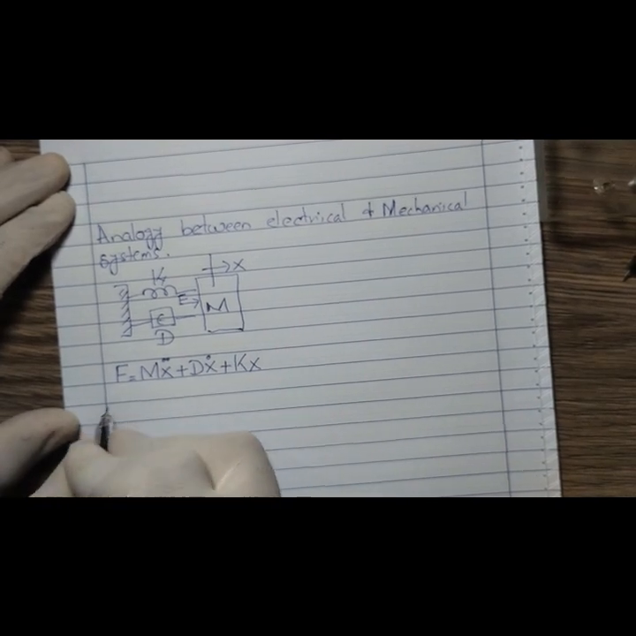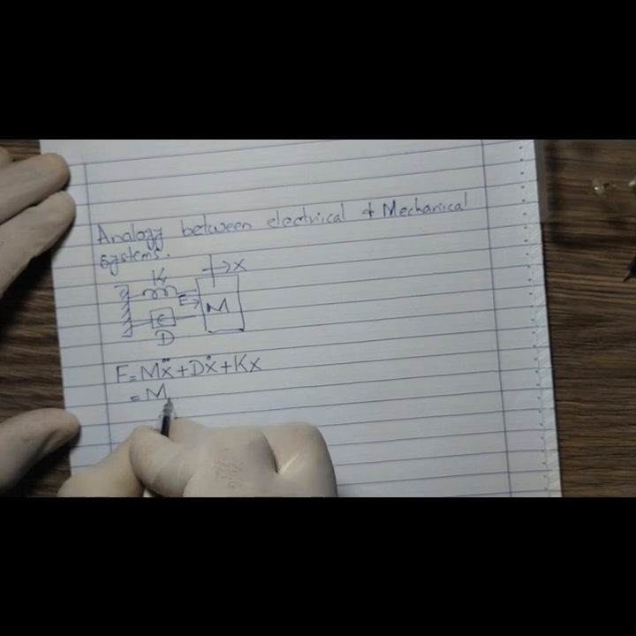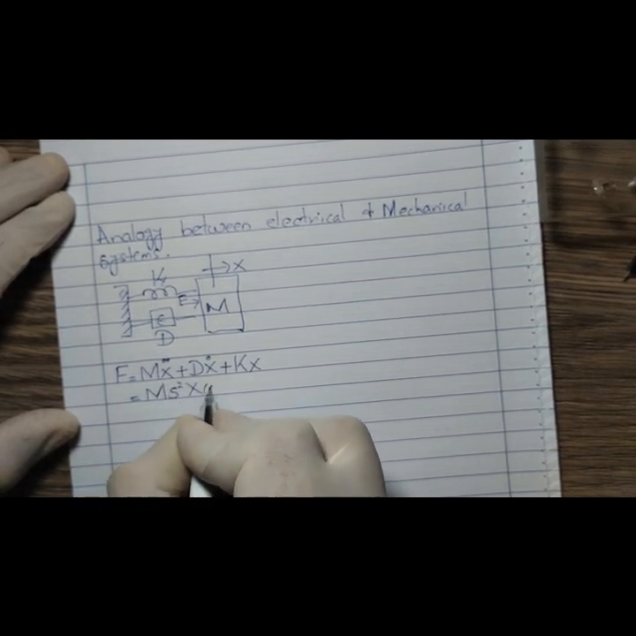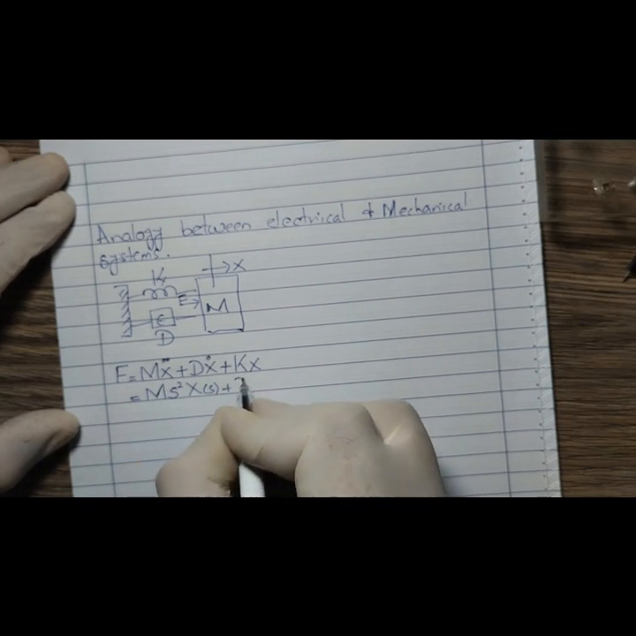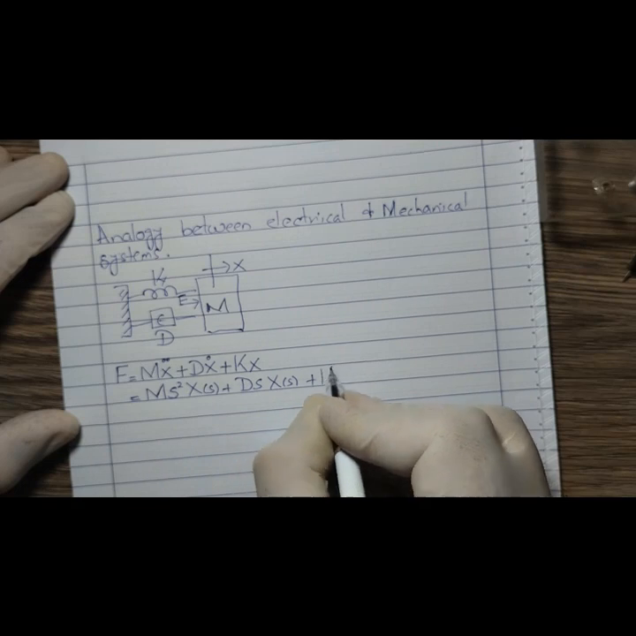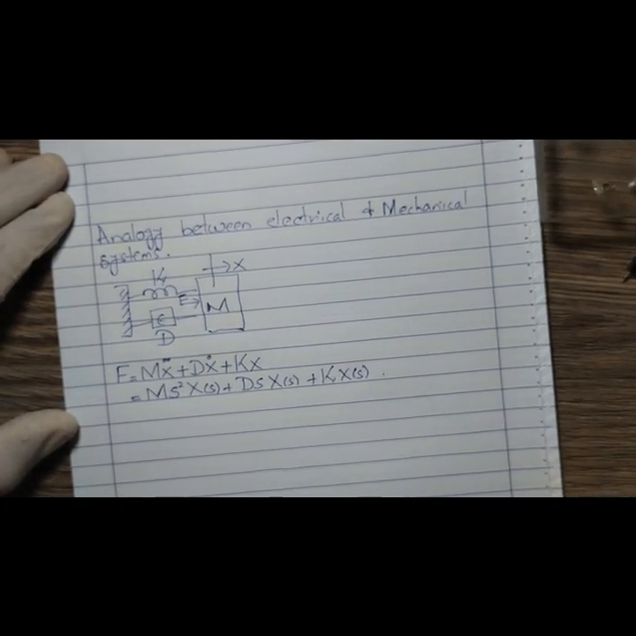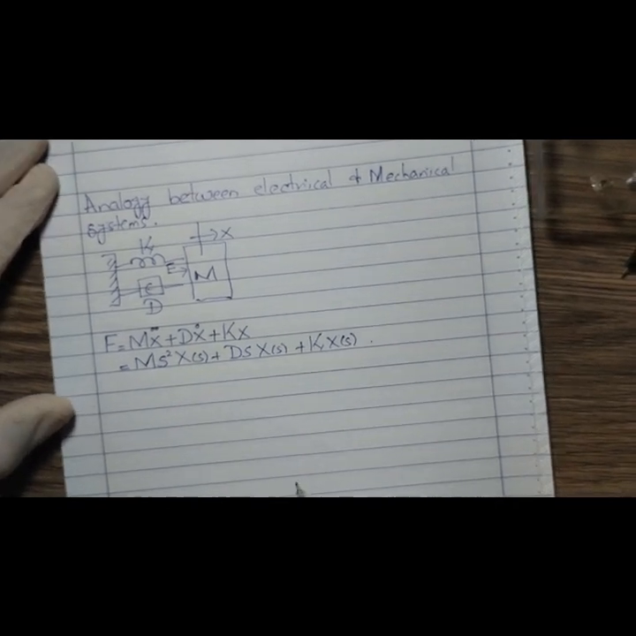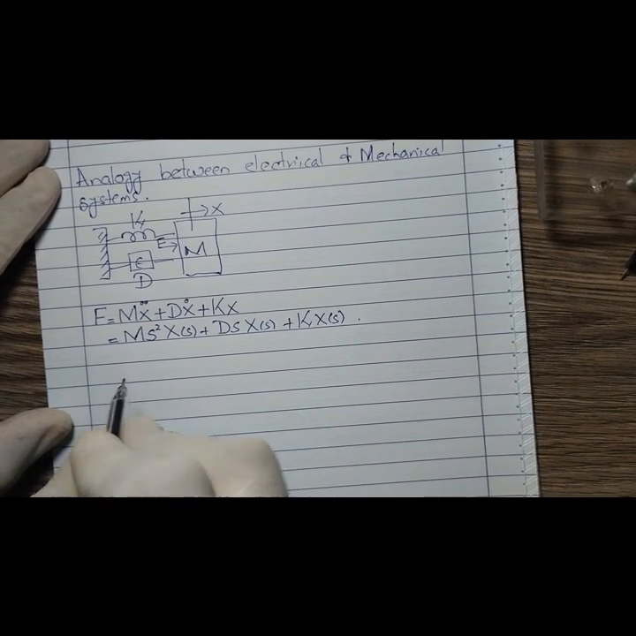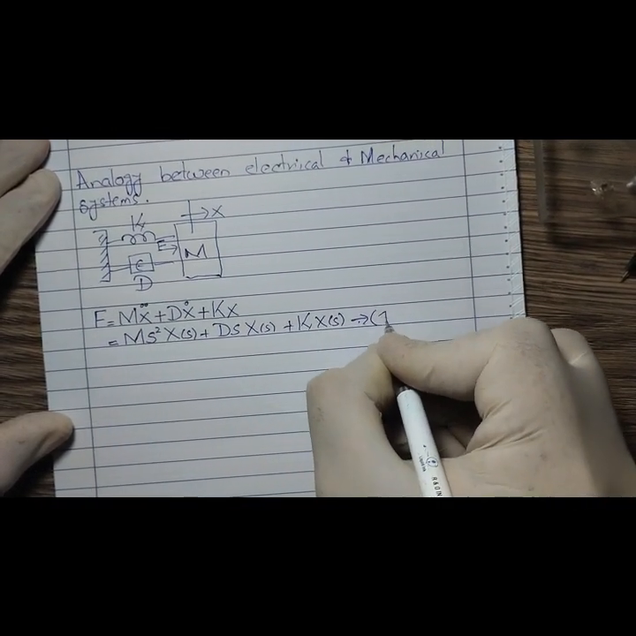So let's transform it into the frequency domain, where we will use the Laplace domain. So m s square X of s plus D s X of s plus K times X of s. Now we have transformed this network into the frequency domain. So we will further elaborate it with the electrical network and compare both equations. So consider this as equation number 1.